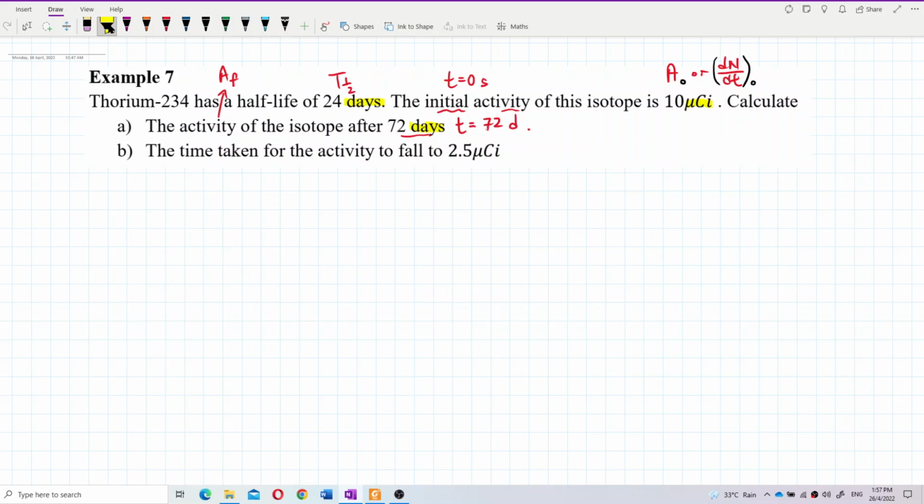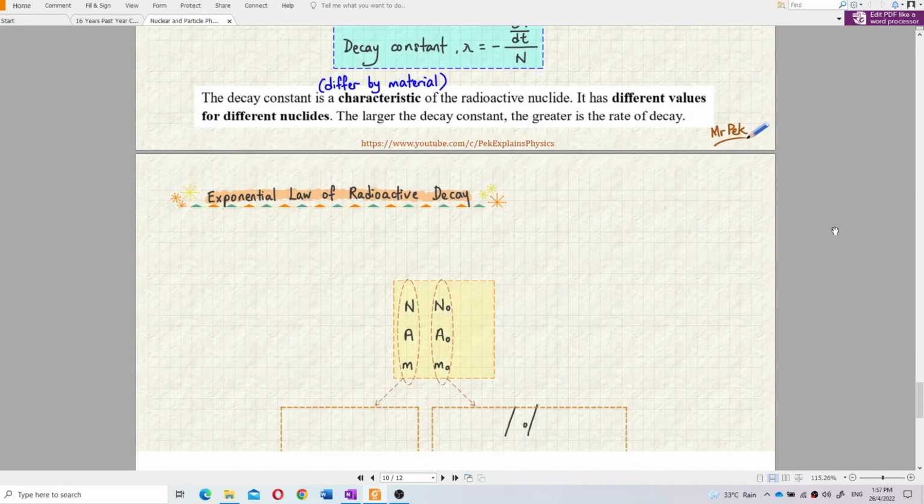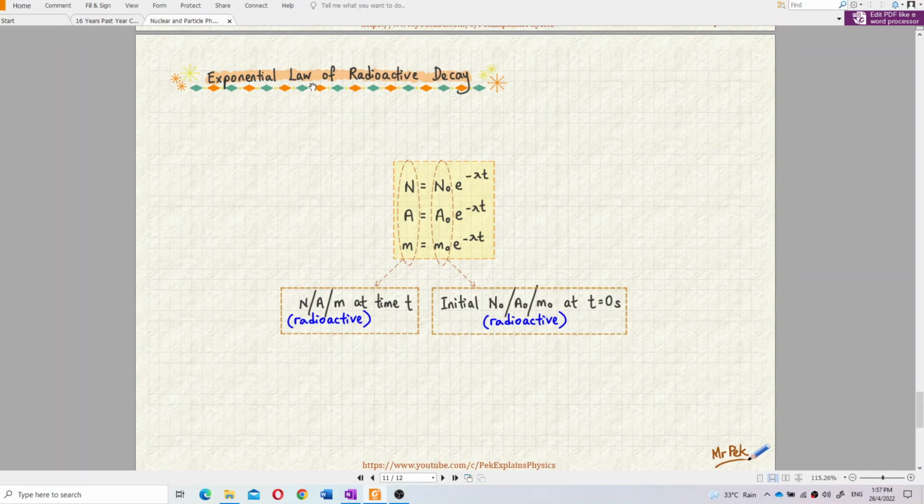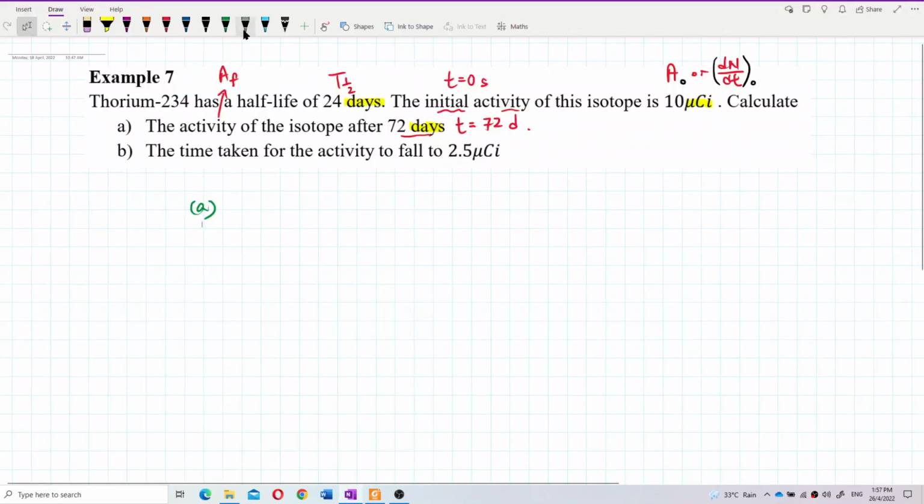All right, so first we do question A. What formula do we use for this one? Of course we use the exponential law of radioactive decay. This exponential law can use the number of nuclei, activity, or mass, so three things can be used. This one is about activity, so I can use A equal to A naught exponent negative lambda t.